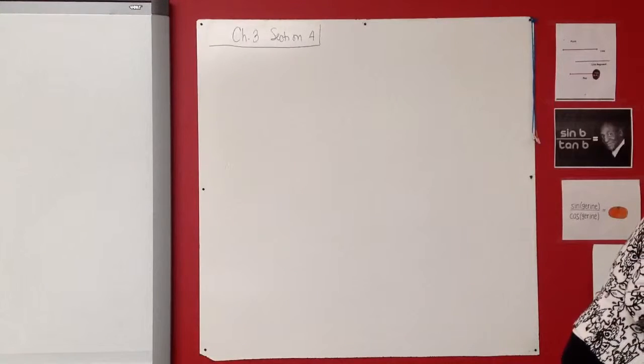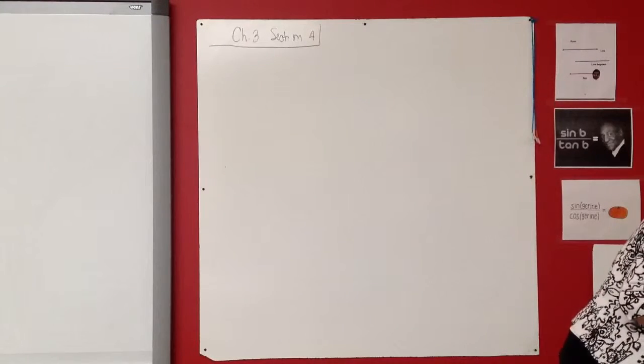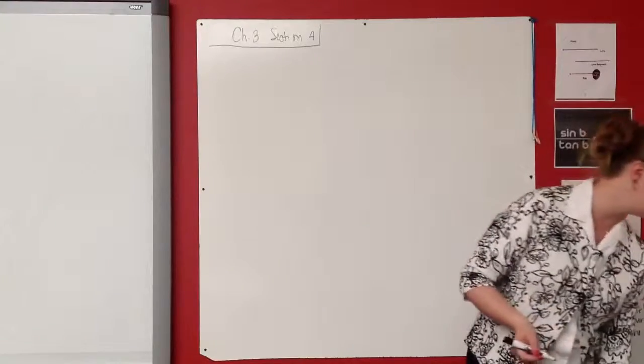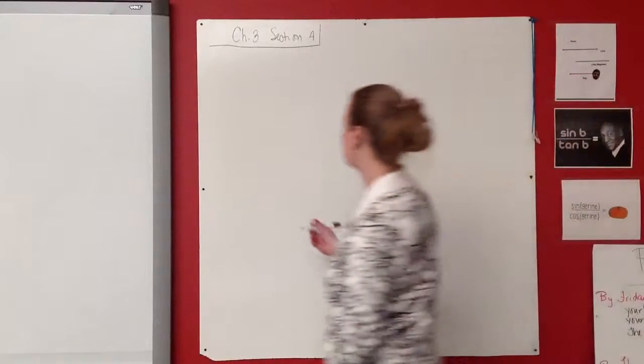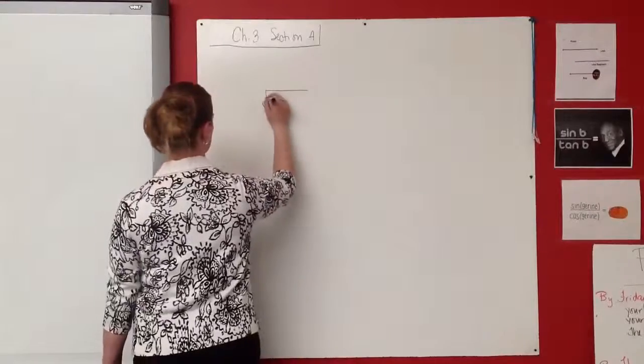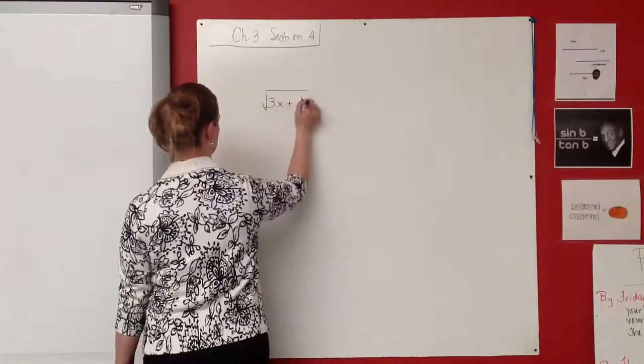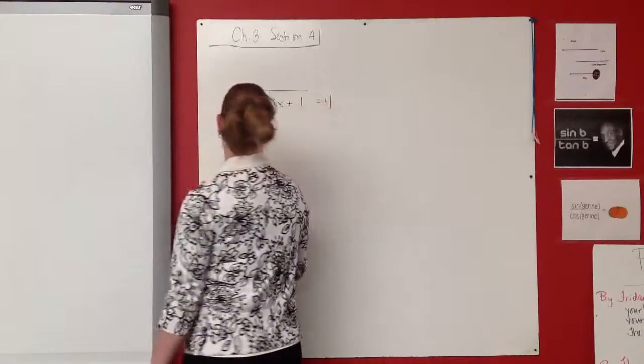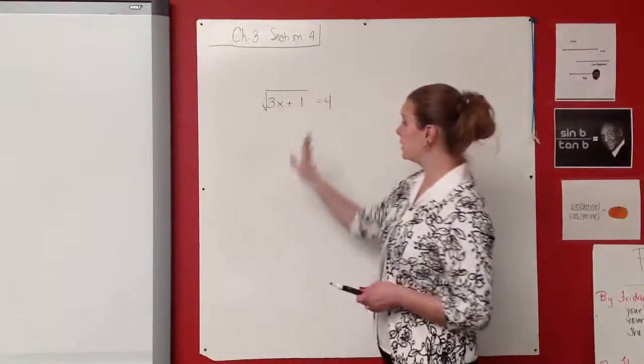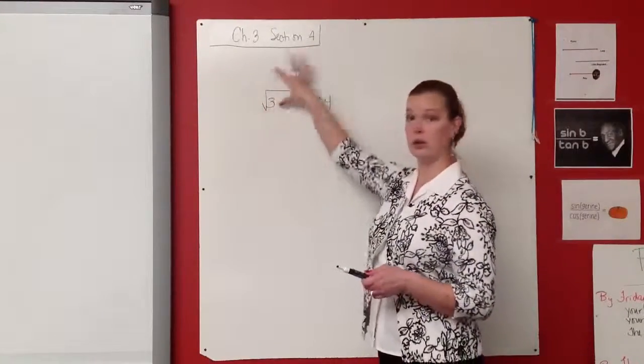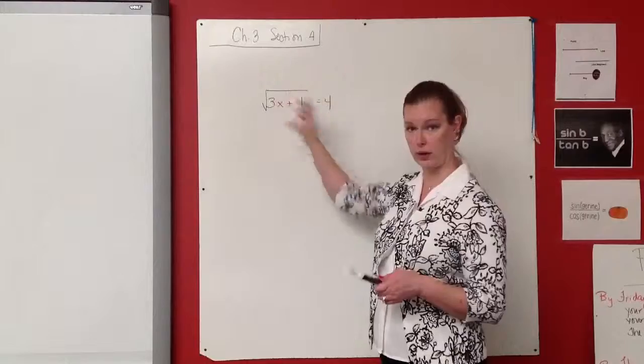So let's look at an example. Example 4 on page 275. You have the root of 3x plus 1 equals 4. Now, the idea is we have isolated the root expression, okay?